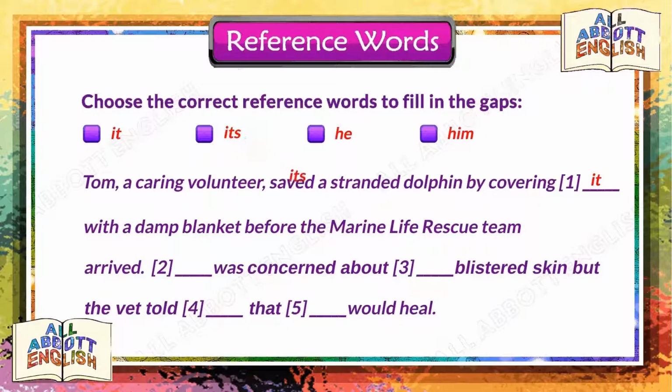Its is a possessive pronoun. We use possessive nouns and pronouns to show ownership. In this case, the blistered skin belongs to it, which is the dolphin. Him is a personal pronoun, used as an object. As an object pronoun, it receives the action in a sentence. The vet told him.